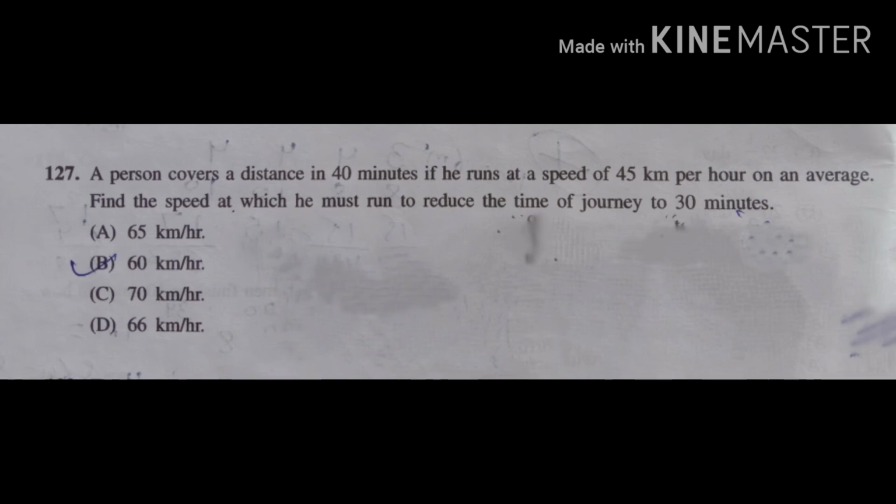Then move to the further question. A person covers a distance in 40 minutes. If he runs at a speed of 45 km per hour on average, find the speed at which he must run to reduce the time of the journey to 30 minutes. Options are 65 km, 60 km, 70 km, 66 km per hour.